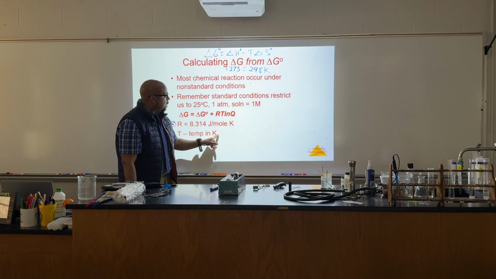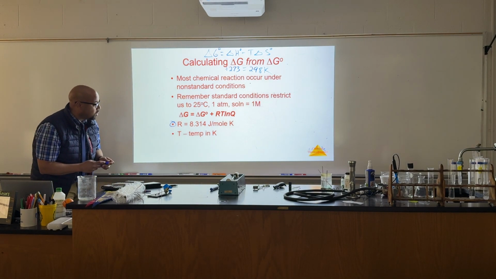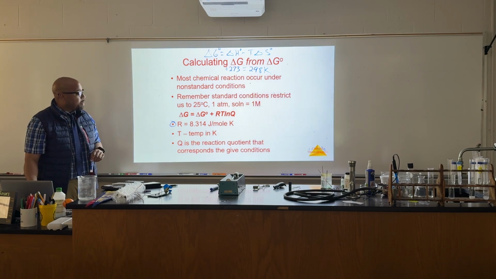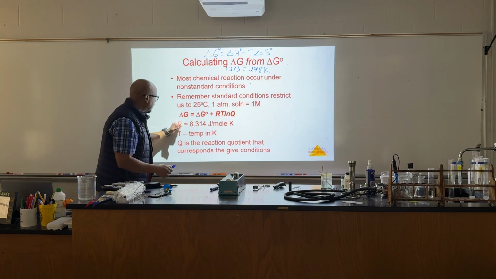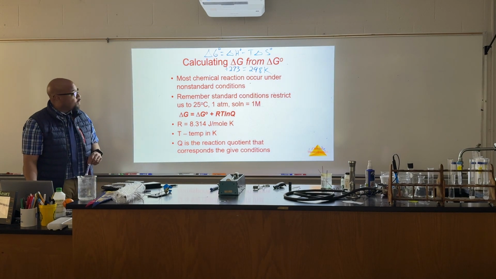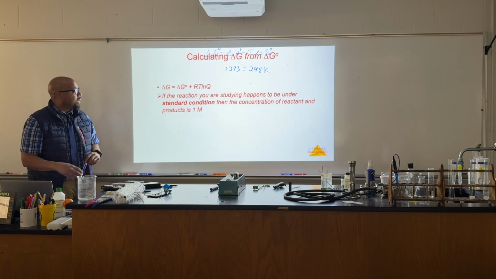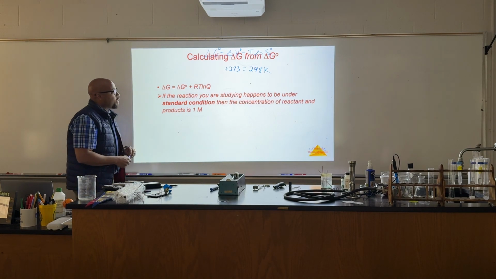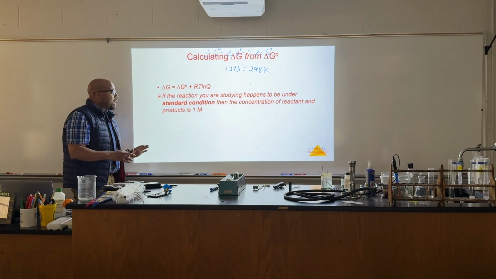T, of course, is going to be temperature in kelvins, and Q is the exact same Q that we always know Q to be. It is the reaction quotient. And remember, the reaction quotient is products over reactants. So, for instance, if I asked you to calculate the delta G at non-standard conditions, then one of the things I can do is just plug right into this actual expression.